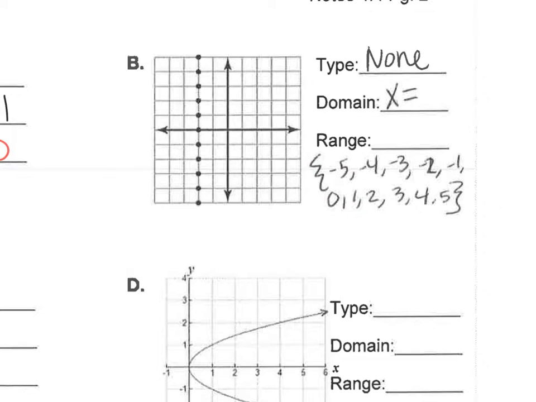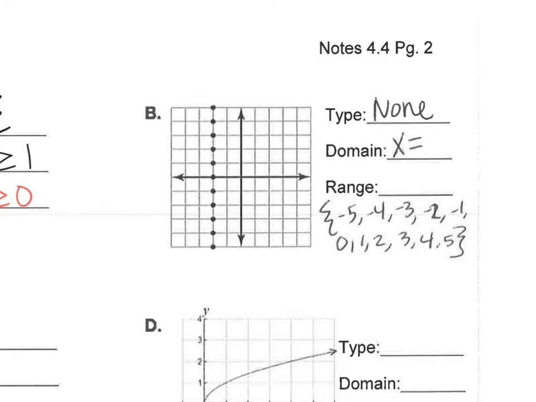Part B, this one is not a function. It kind of looks like it could be a line, but because it is discrete, it's not actually going to be a function. Because it's discrete, it's not going to be linear, quadratic, or exponential because as we said on page 1, they were all continuous, and this is not.